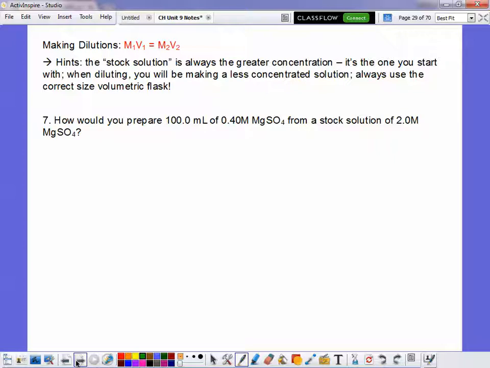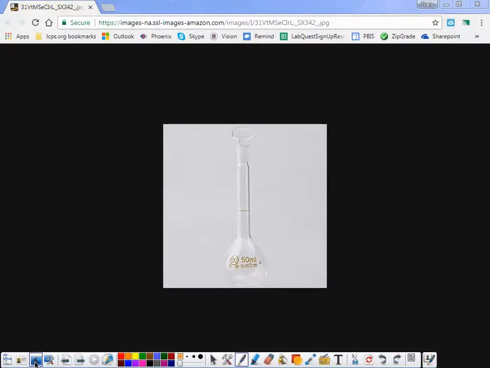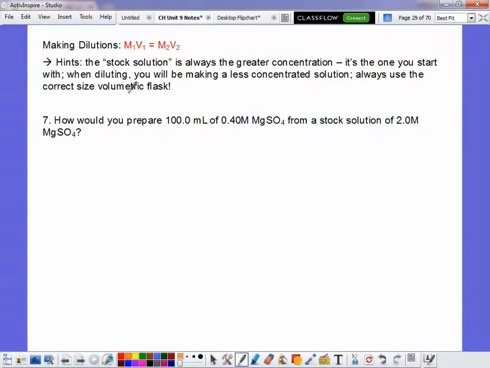Okay. The device we use is this thing, which I also have right here. Does anyone remember what this device is called? Flask is almost correct. It's just not specific enough. Volumetric flask. It's on your notes packet. It's written right here. Okay, volumetric flasks.